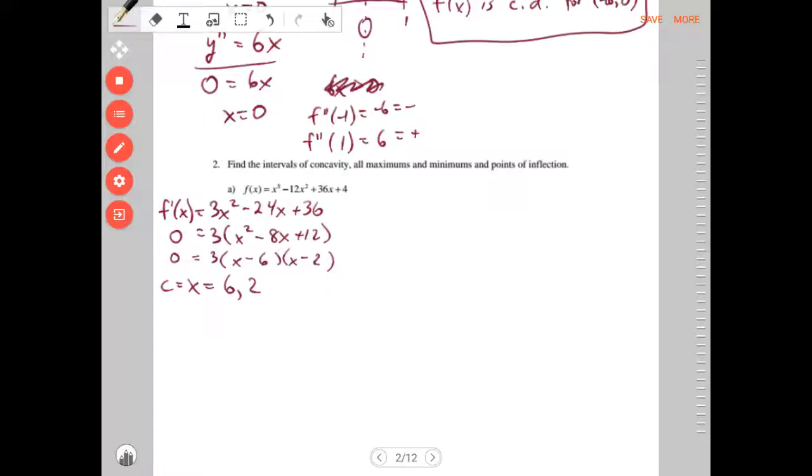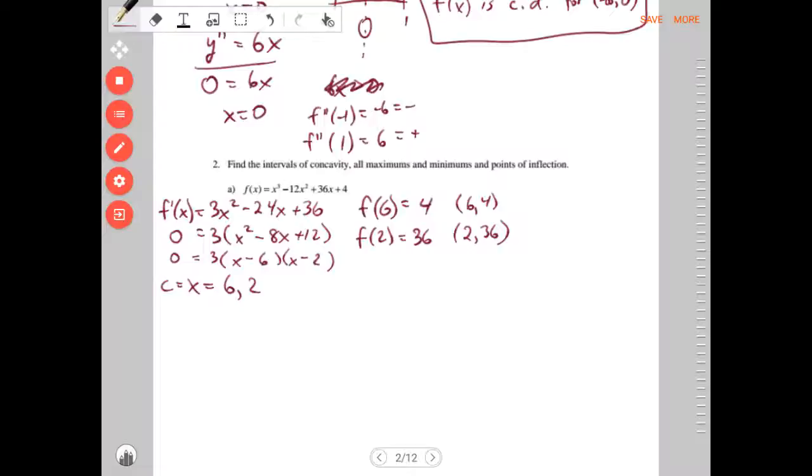All good. So those are critical values, and those are going to be our maximums, minimums, maybe a point of inflection. It's possible. Anyways, we're going to figure out the function at 6 and the function at 2. On your calculator, you just put in a 6 for all the x's. When you do that, you get 4. When you put in 2, you get 36. So we have these points: one at (6, 4), and another at (2, 36).